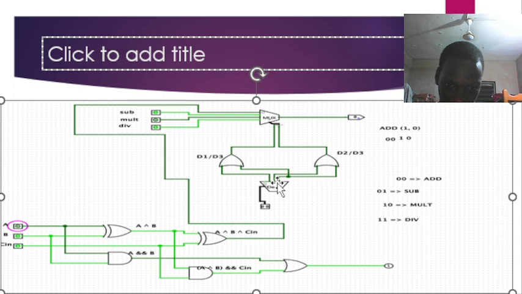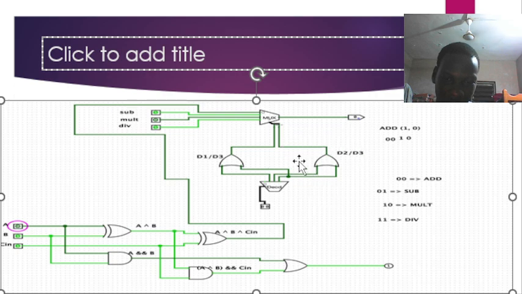It's going to pick the first one over here. If it was 01, it will pick the middle one here, and if it was 10, it will pick the last one over here. So since it is 00, it's going to pick this side.